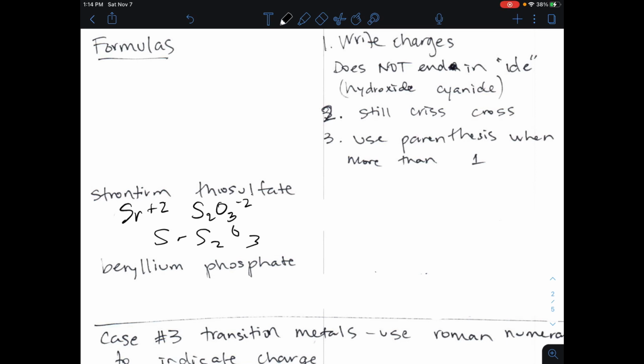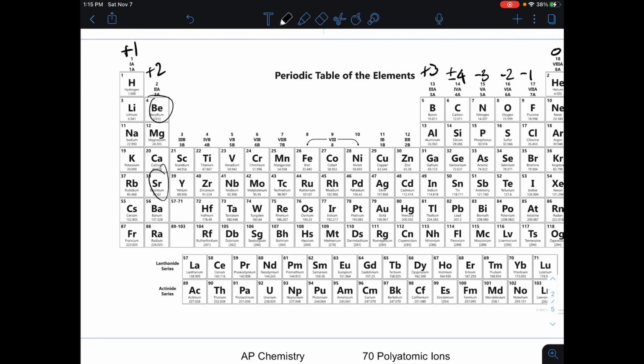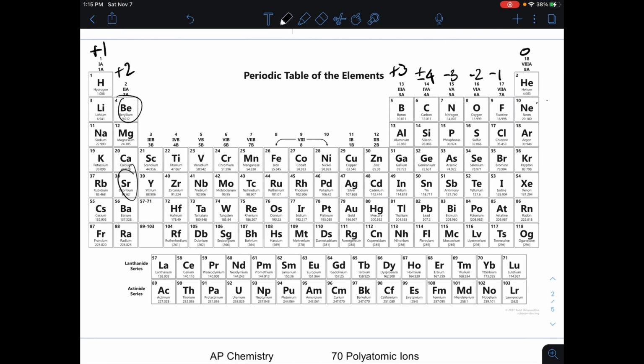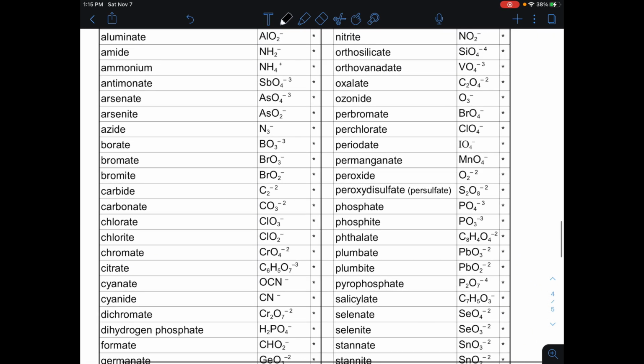So we're on these polyatomic ions. We did strontium thiosulfate. You showed how you can cancel it out. We're going to look at beryllium phosphate next. And the way that they work is the same way as before. You find beryllium on the periodic table. It's right here. All my answers are +2. Oh well. And then phosphate. Now be careful because phosphate is not phosphorus right here. It's different. So phosphate is here on the polyatomic ion list.